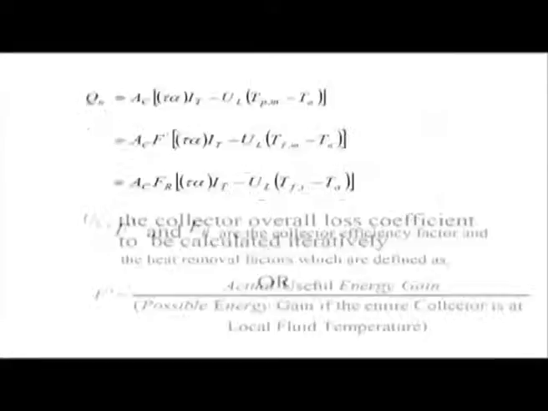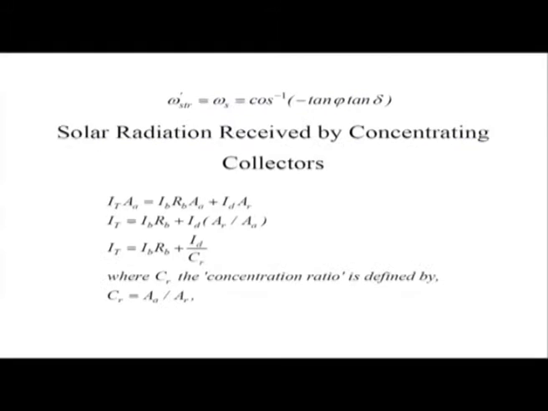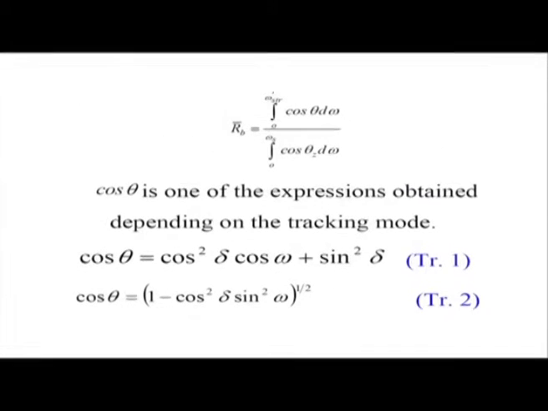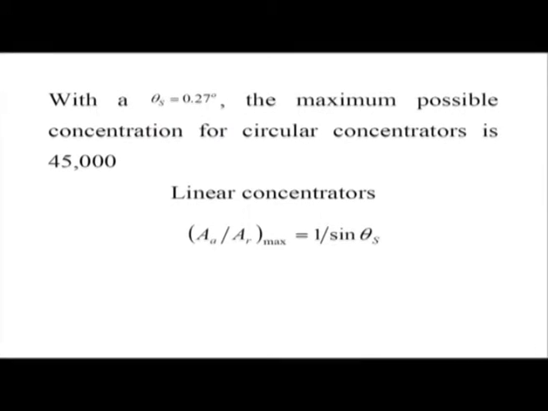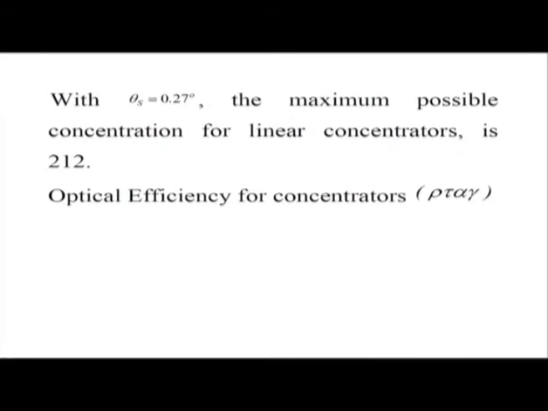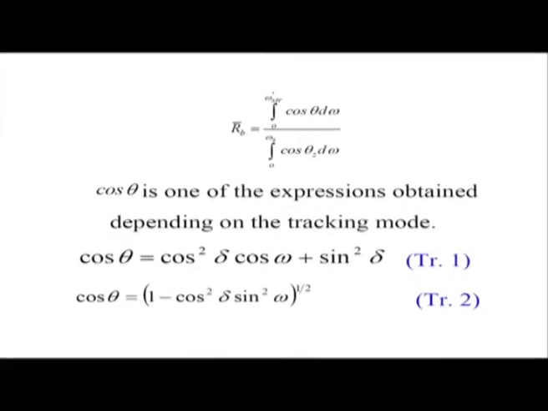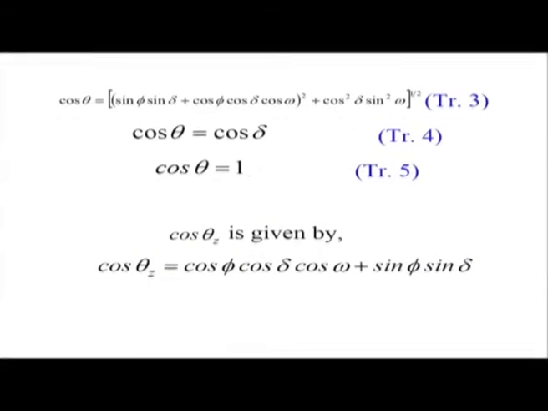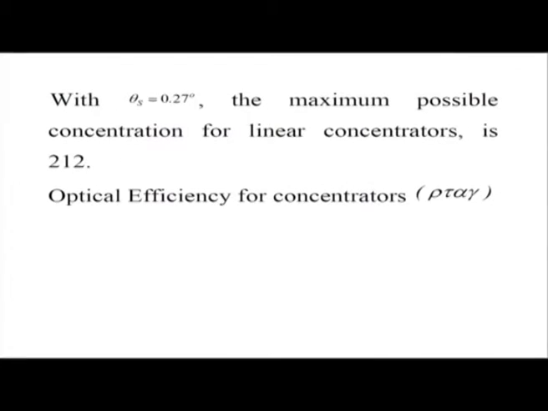and then we obtained expressions for the maximum possible concentration ratio and the angles of incidence for different modes of tracking, and the R_B, that is the instantaneous tilt factor, to estimate the direct solar radiation on the concentrating aperture, the optical efficiency, and then we have expressed the daily radiation received by the concentrating collector's aperture area.